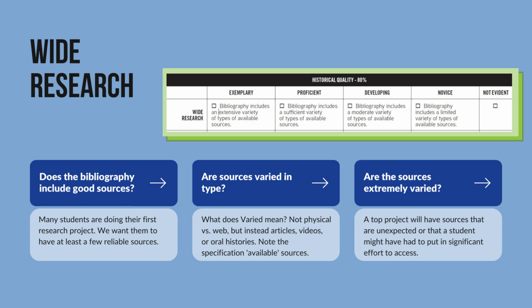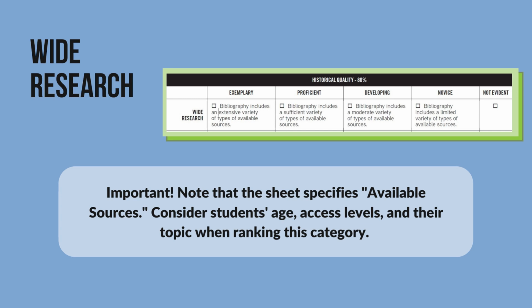Ultimately, there is no set number of sources or types of sources that are moderate or sufficient. It's up to your judge group to deliberate and decide for each project. An exemplary level project will have an extensive variety that goes above and beyond. For example, a student might have done their own source translations or taken the time to visit a historic site.